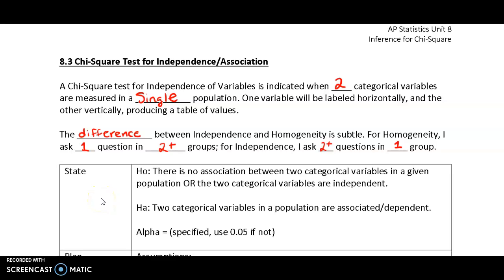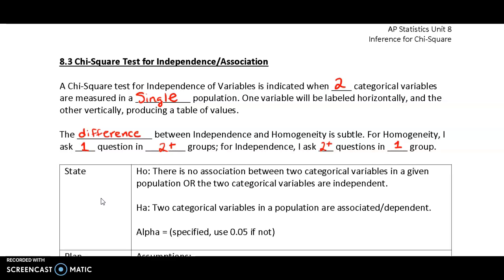Alrighty, so welcome to our last lesson for Chi-Square inference, and today we're going to be talking about a Chi-Square test for independence and association. So we have seen when we look at one categorical variable in one population, that is a goodness of fit. When we look at one categorical variable across multiple populations, that was homogeneity. And now we're looking at the last type of Chi-Square, which is indicated when we have two categorical variables or more that are measured in a single population.